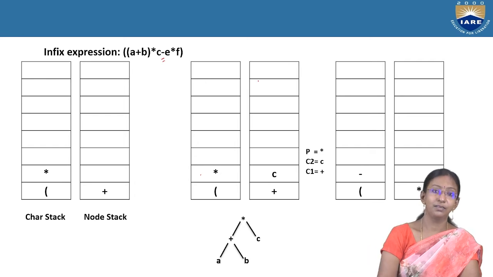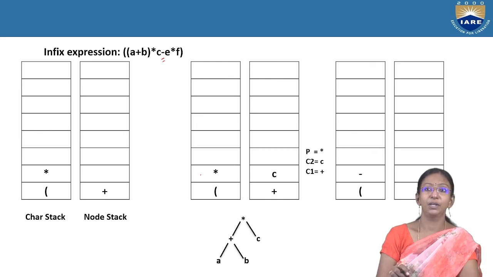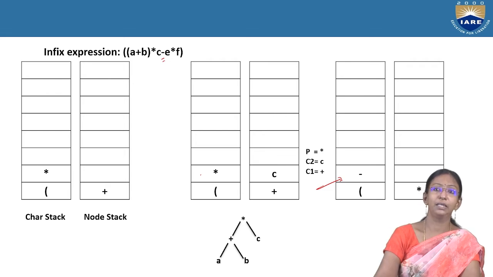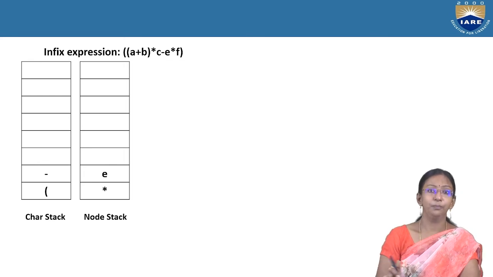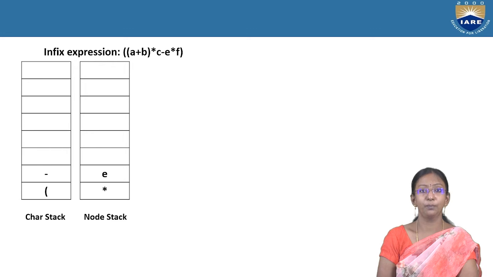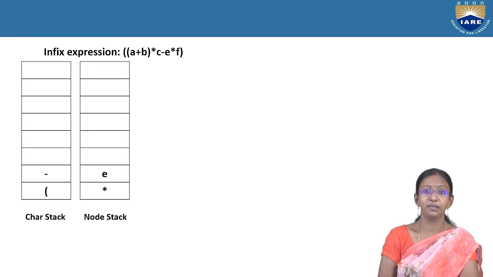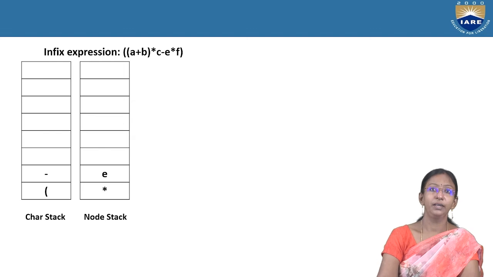So now the line is clear, as the multiplication symbol is moved out of the character stack. There is no operator to compare, so subtraction can come and sit on top of the character stack. So it is pushed inside the character stack. Right? This is the current scenario. I hope I'm clear with this explanation. The next character that we are going to encounter is E. As E is an operand, with no arguments, simply insert it into the node stack. Right? The next operator is multiplication.